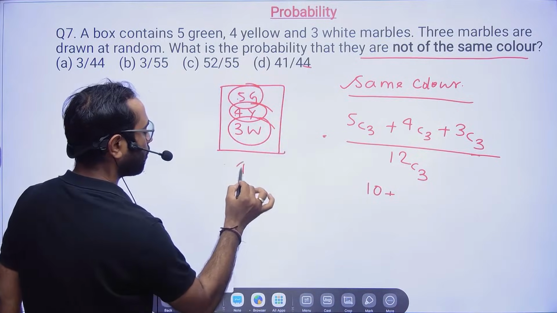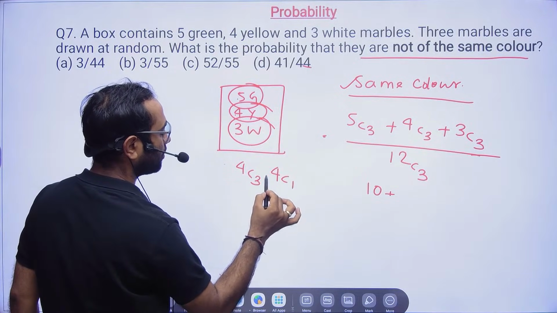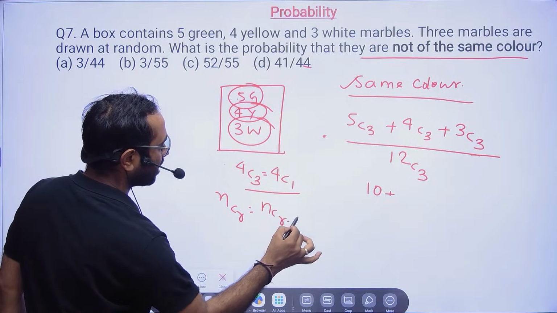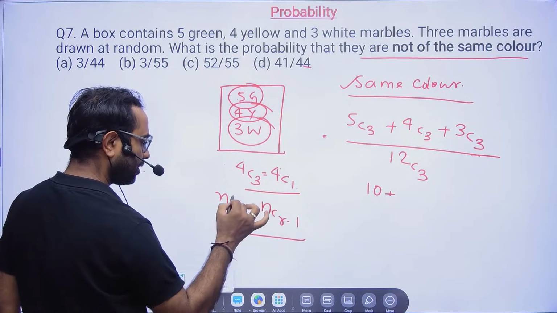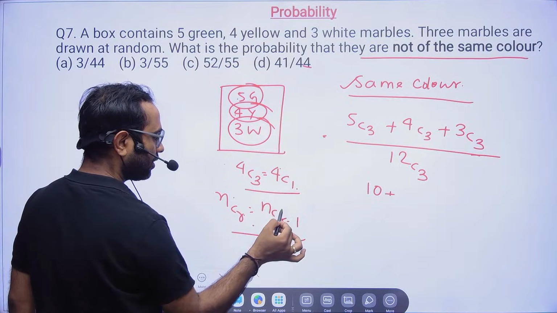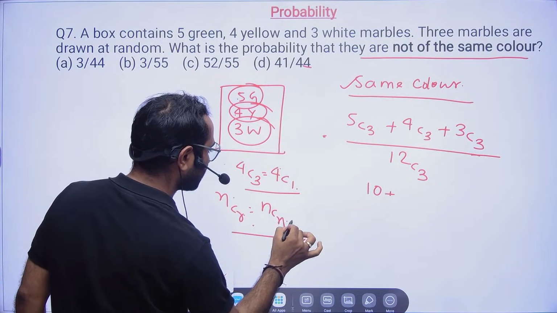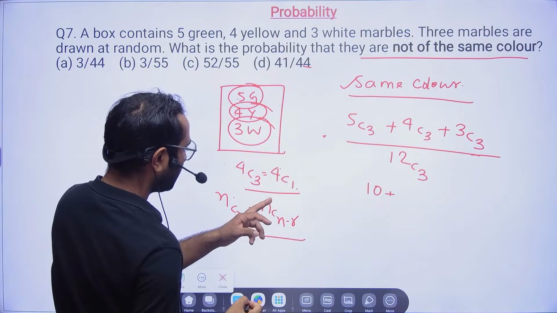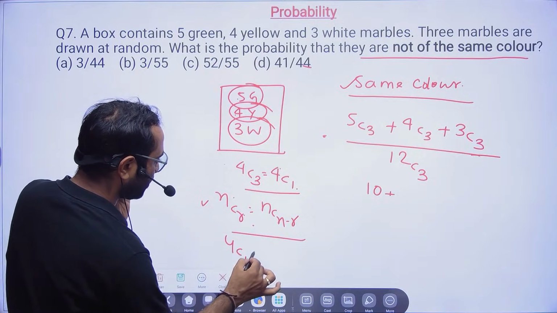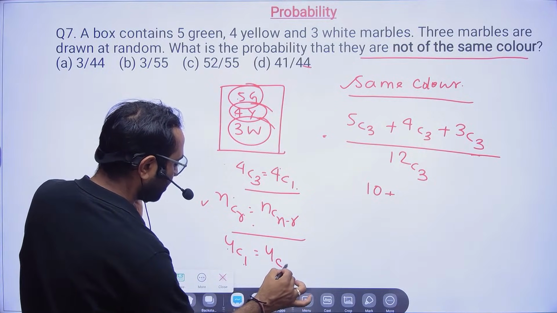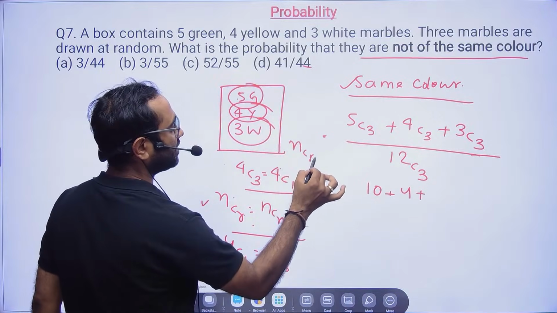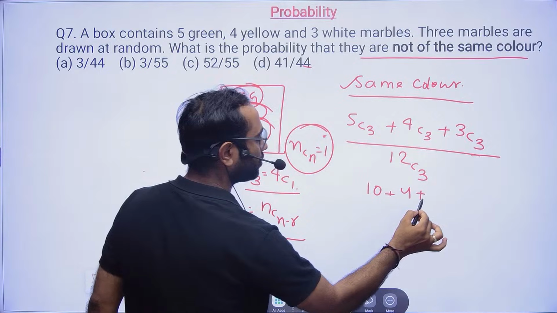4C3 or 4C1, both will be the same. There is a property: nCr and nC(n minus r) have the same value. That means 4C1 and 4C3 are the same, so this will be 4. The other property is nCn equals 1. All those things you should know.